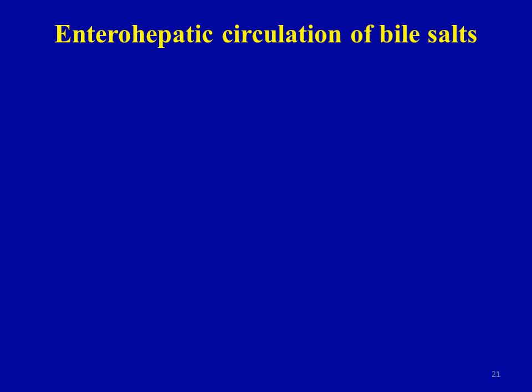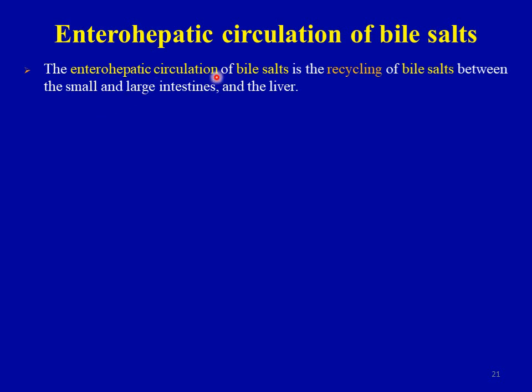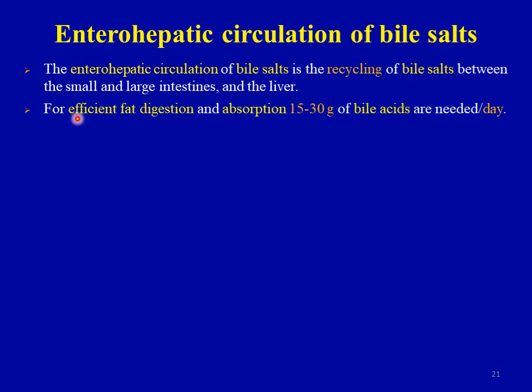However, the amount that we need for the absorption of all lipid that is present in our meal is much higher than the total amount of bile acids that is present in our body. So the body should recycle that bile acid with each meal several times to achieve the amount needed for the absorption. So the enterohepatic circulation of bile salts is the recycling of bile salts between the small and large intestine and the liver. For efficient fat digestion and absorption, we need 15 to 30 grams of bile acids per day.